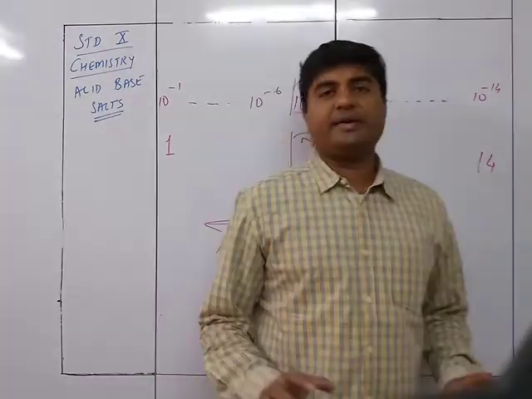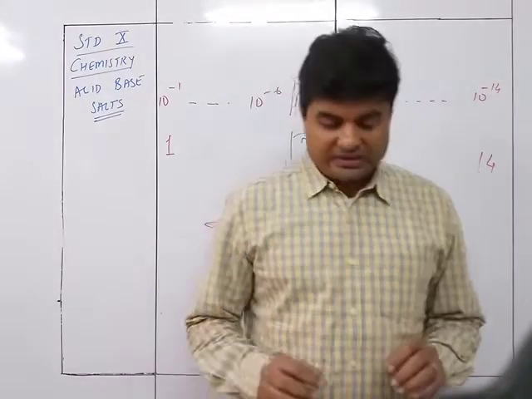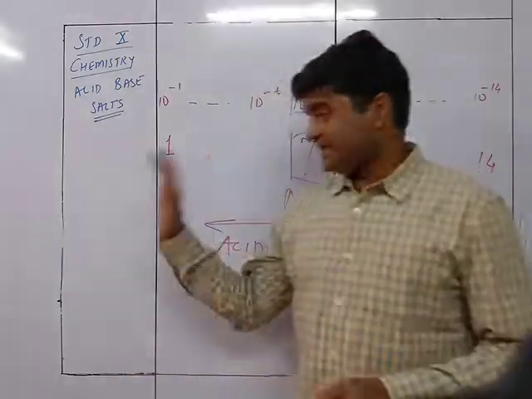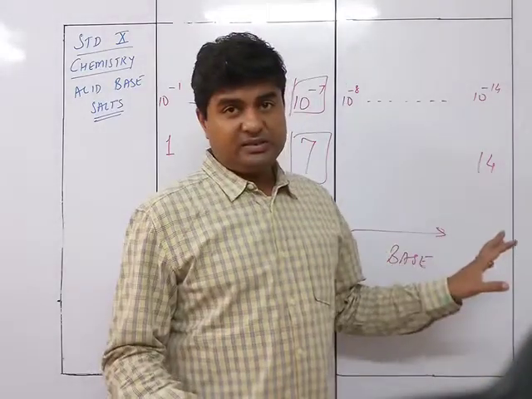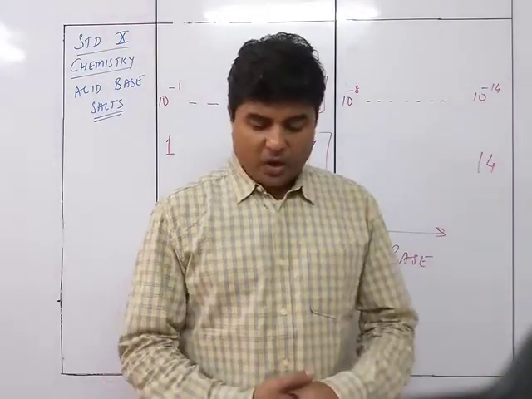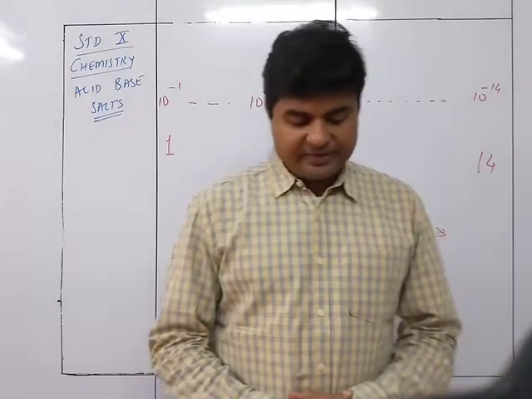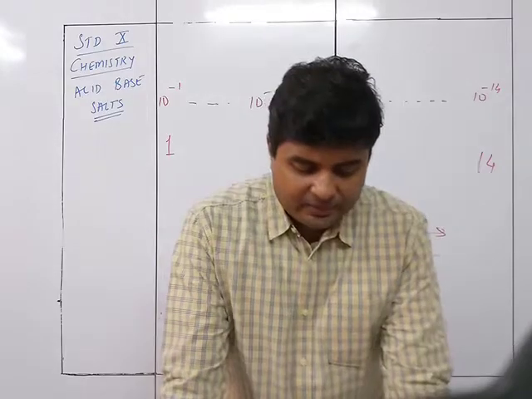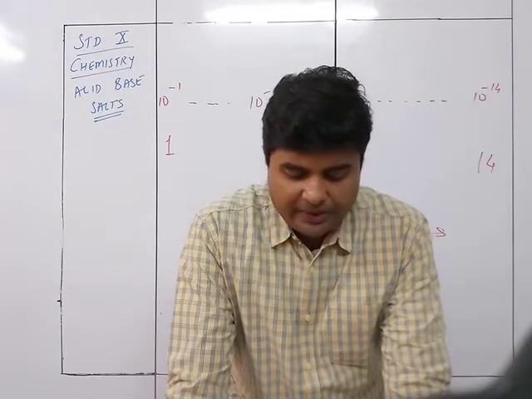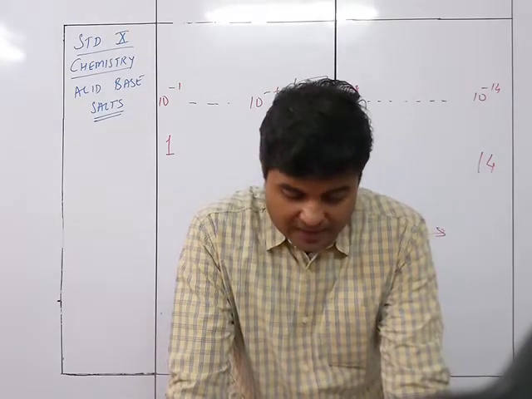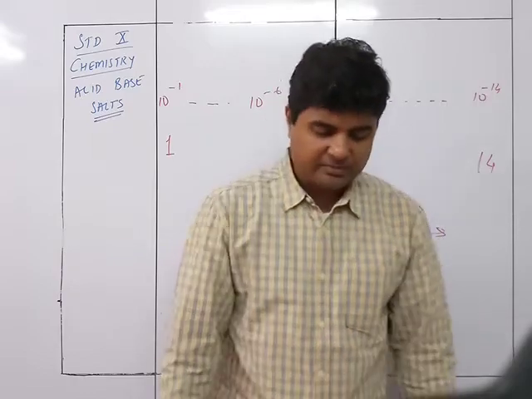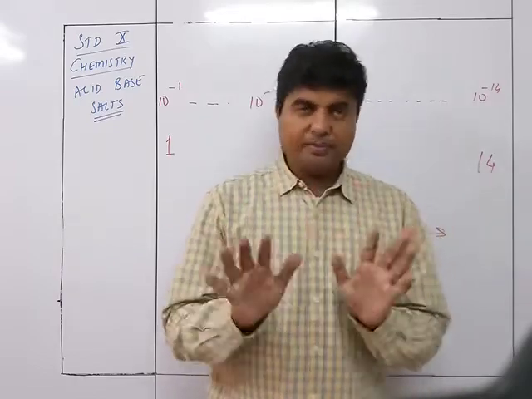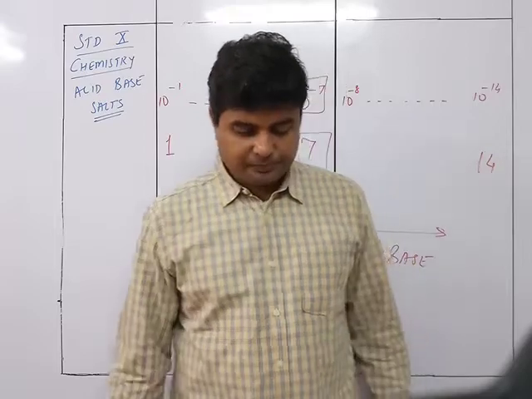So what is the pH value? It is the strength of acids or bases on the basis of the concentration of hydrogen ions present in them. So pH is defined as the negative logarithm to the base 10 of the hydrogen ion concentration expressed in moles per liter. Not required. Okay, simple. No definition of pH required.